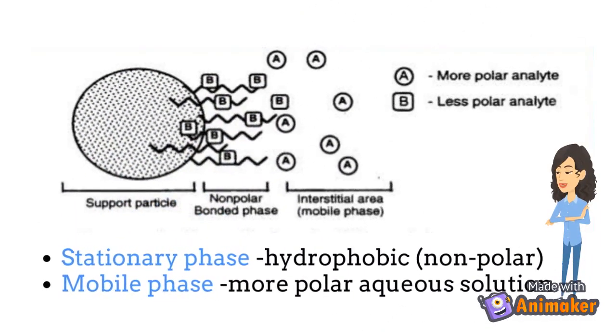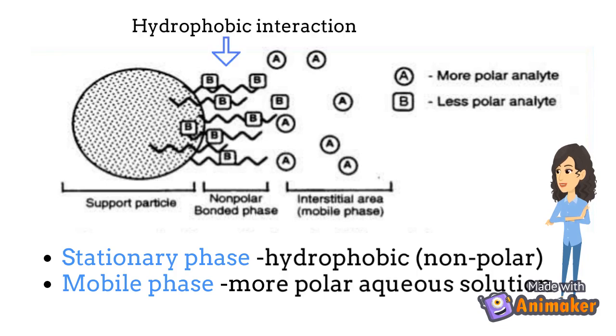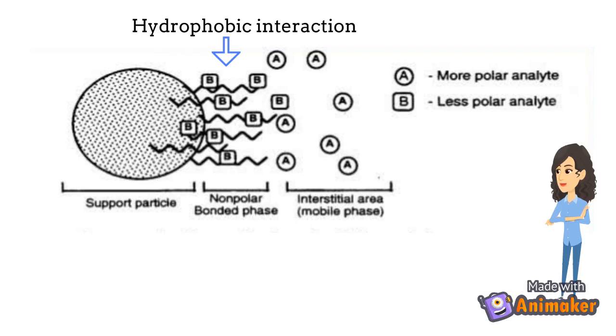In reversed phase chromatography, the stationary phase is hydrophobic, and the mobile phase is a more polar aqueous solution. The main separation mechanism in reversed phase chromatography is hydrophobic interaction. From the diagram above, we can see that substance B, which is a less polar analyte, interacts with the stationary phase, while substance A, which is a more polar analyte, does not interact with the stationary phase. Nonpolar analytes are therefore retained strongly, while more polar analytes are eluted earlier.